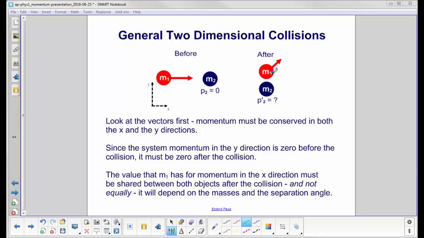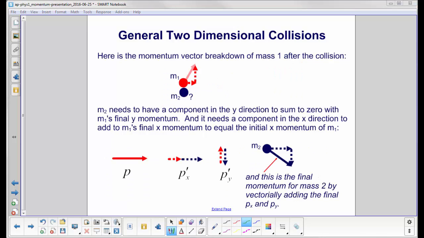See this angle here, m1 makes an angle with respect to the x, and then m2 we're anticipating will move something like that. Let's sketch in the vectors. Mass 1 we know moves up in that direction, so we know it has a component of momentum in this direction, which we write over here, and it also has a component in the y direction, and that's what this is right here. So now let's look at what m2 has to do.